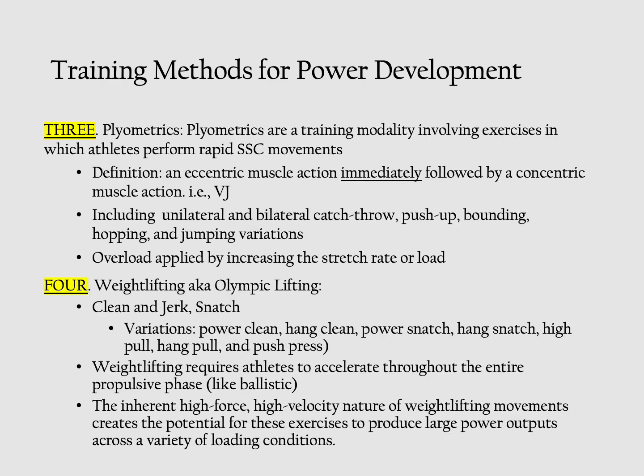So number 3, plyometrics. Again, plyometrics are a training modality that involves exercises in which athletes perform rapid stretch-shortening cycle movements. Here is your definition again: an eccentric muscle action immediately followed by a concentric muscle action. An example of this is our vertical jump, including both unilateral, single arm, single leg, and bilateral, when you're standing on both legs or utilizing both arms at the same time.